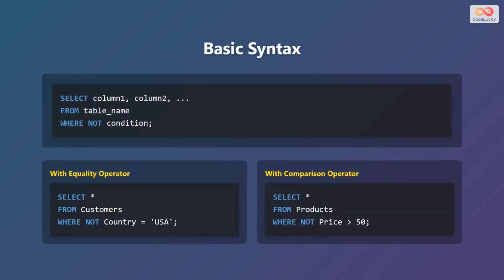The basic syntax is as follows. SELECT column1, column2, and so on FROM table_name WHERE NOT condition. For example, to select all customers not from the United States of America, you would use SELECT * FROM customers WHERE NOT country = 'USA'. To select all products where the price is not greater than 50, you would use SELECT * FROM products WHERE NOT price > 50.